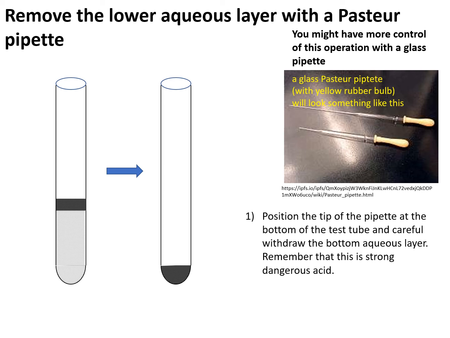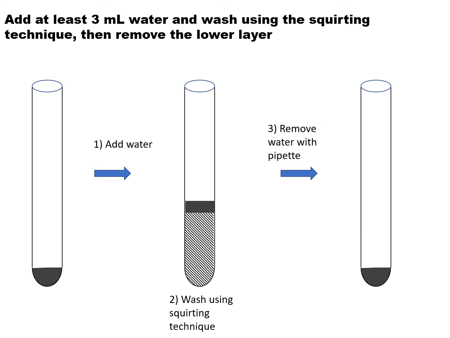And then take this sample, again add water, this part is just a washing process, and then do the squirting technique, just wash using a plastic Pasteur pipette, by drawing the water in and out, and finally remove the lower layer using a glass pipette, and keep the sample for the next procedure.